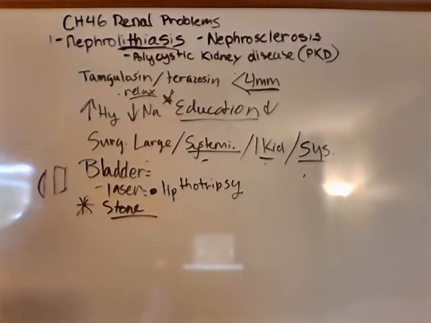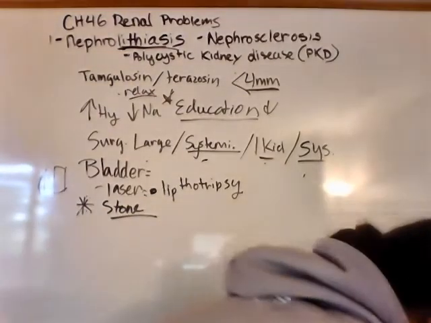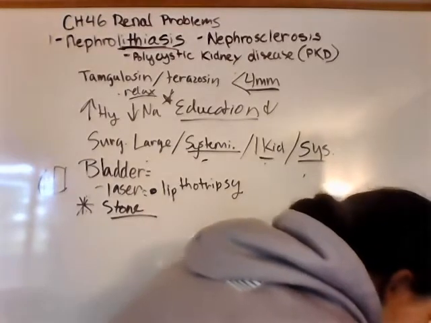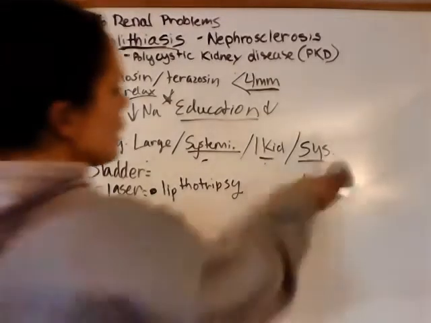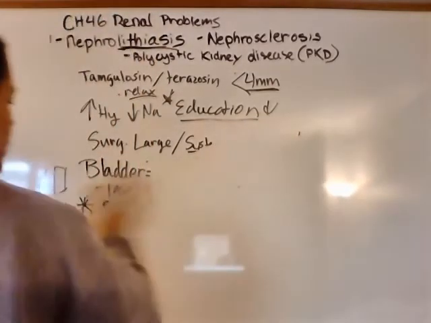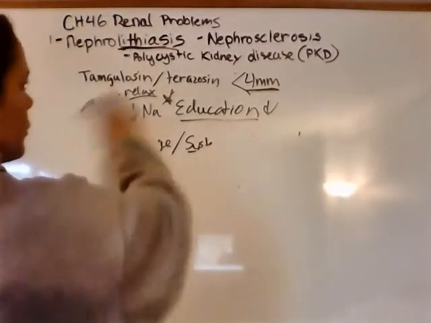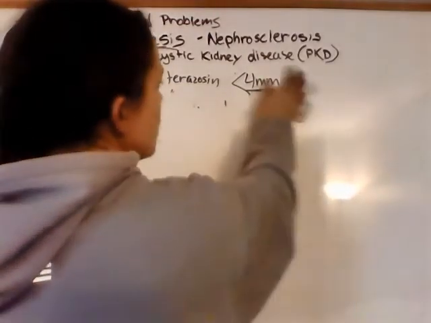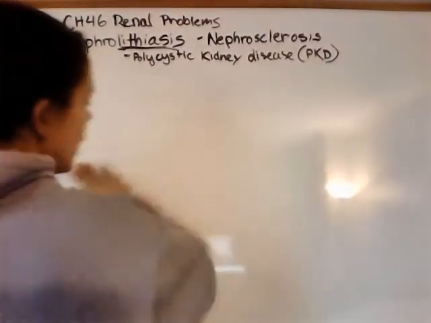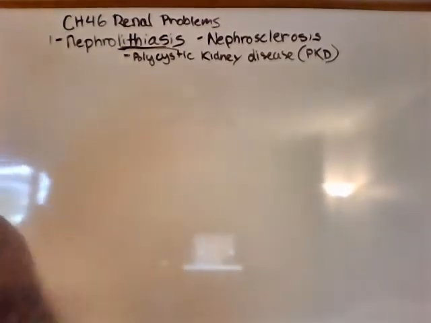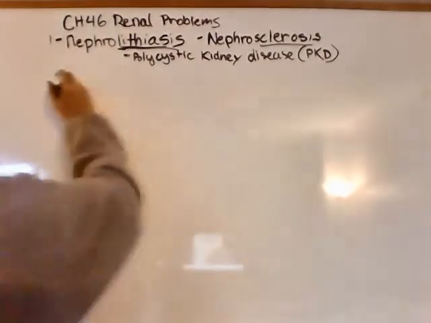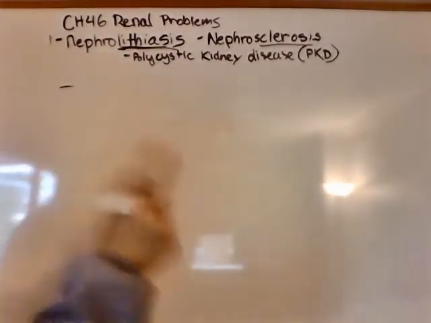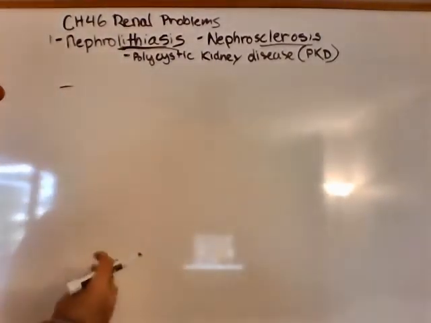All right, so that pretty much sums up nephrolithiasis. That's a mouthful. All right, and we're going to go into nephrosclerosis. Sclerosis is just a hardening of vascular capillaries, vessels. So sclerosis by name is the hardening of a structure.